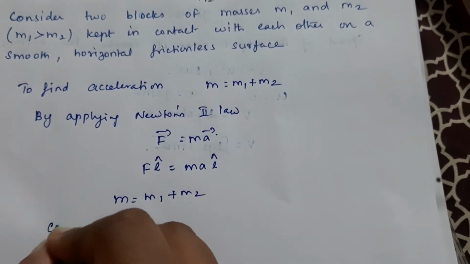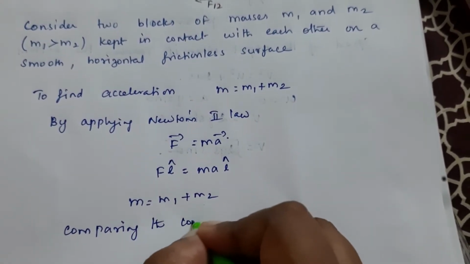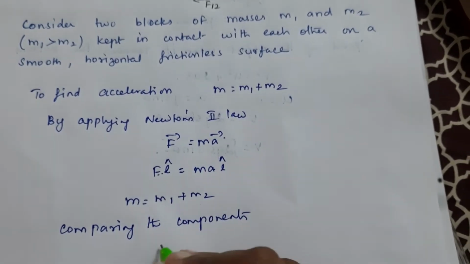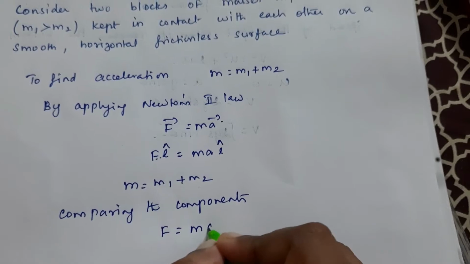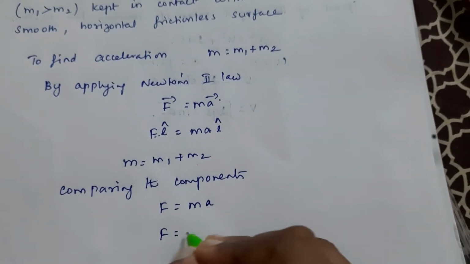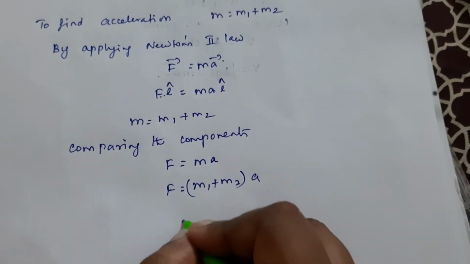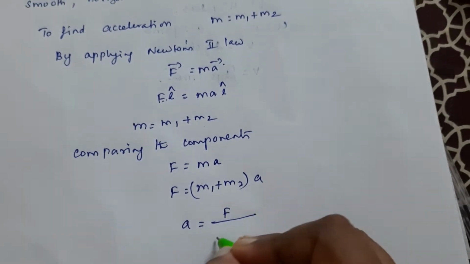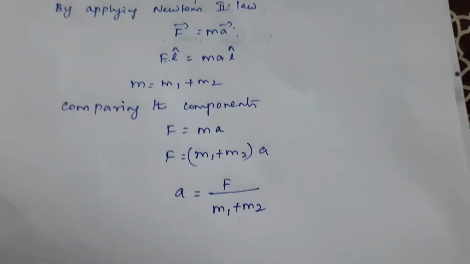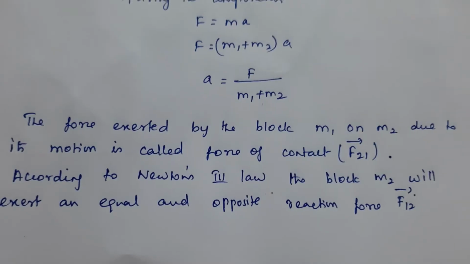Now comparing the components in the above equation, both the sides have the i vector. So we can write F is equal to m a. Substituting m is equal to m1 plus m2, F is equal to (m1 plus m2) into a. Now the acceleration is equal to F by (m1 plus m2). So we have found the acceleration as a is equal to F by (m1 plus m2).